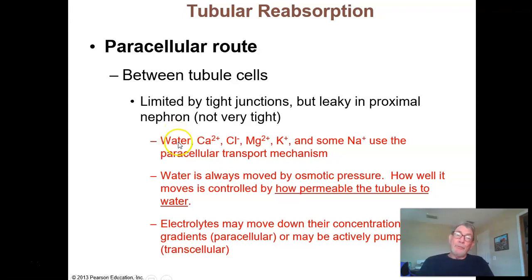But water, to some degree, can squeeze between cells. So can some of the ions. And water is moved by osmotic pressure, but it only moves if you open up those holes to let it go. So you actually have some control over water movement. That way you can pee more or pee less, depending on what your blood needs.